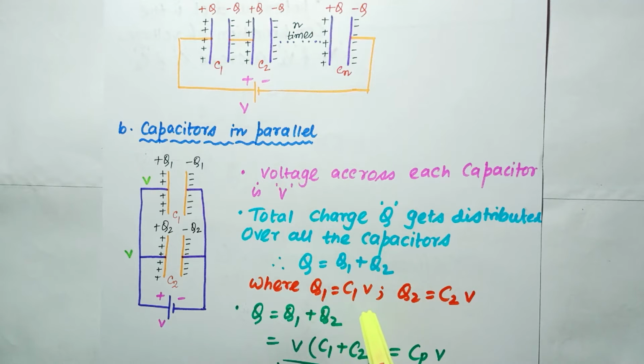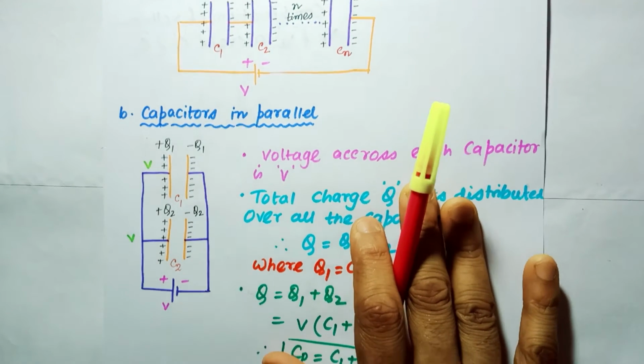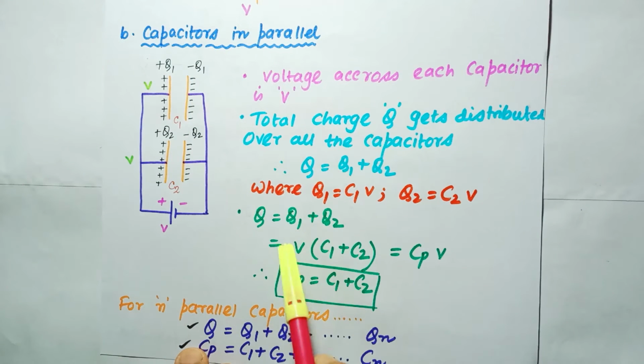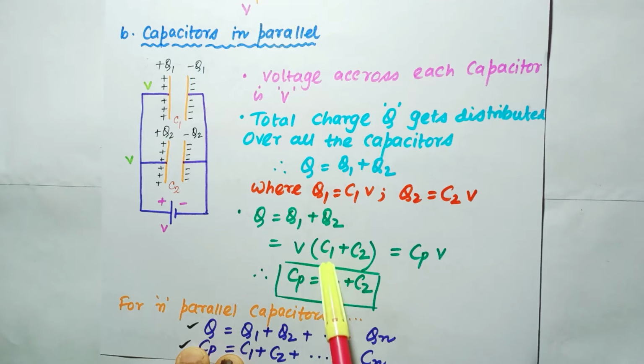So Q1 is equal to C1 times V, Q2 is equal to C2 times V. Now if I put these two values in capital Q is equal to Q1 plus Q2, what can I get? That is V times (C1 plus C2). I choose the equivalent capacitance in parallel, which is Cp times V. So the equivalent capacitance in the parallel combination of the two capacitors, what I can get, is that Cp is equal to the sum of the two capacitances, C1 plus C2.